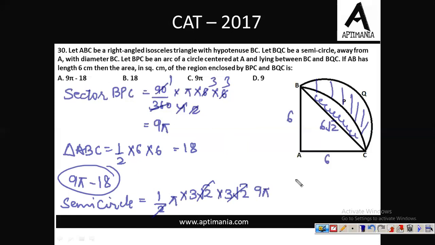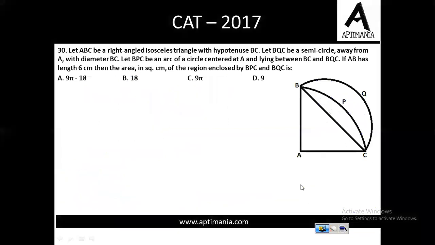So required area will be area of semicircle minus the shaded region. On solving we'll get 18 as the answer for this question. So the correct answer for question number 30 is option B, 18. Let's go ahead to the next question.